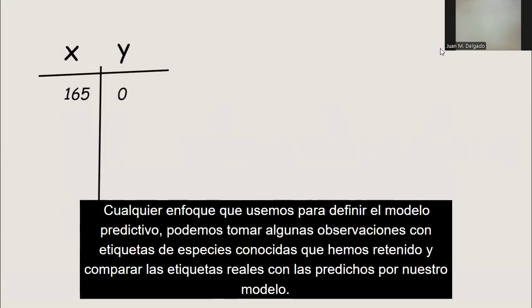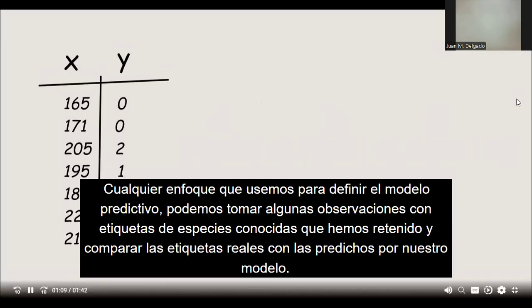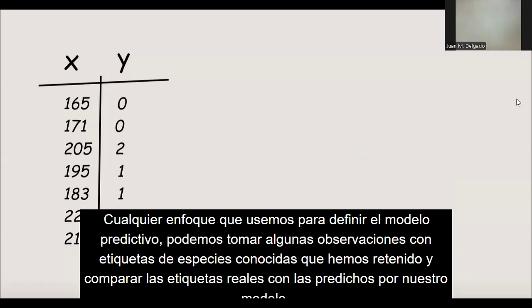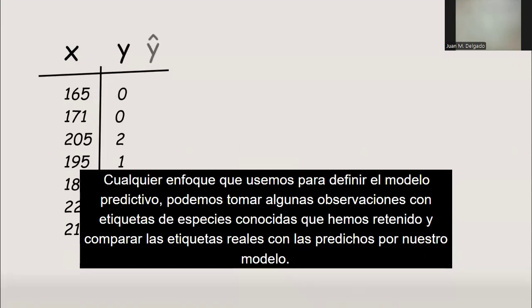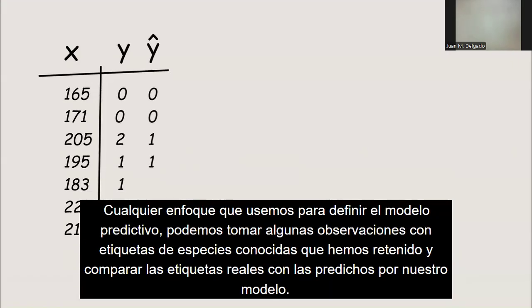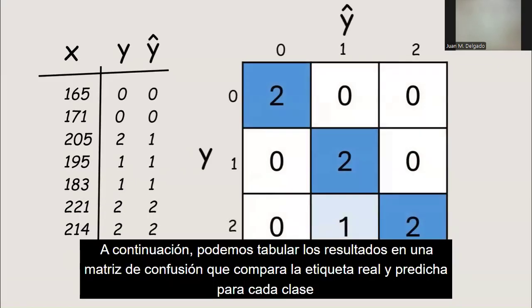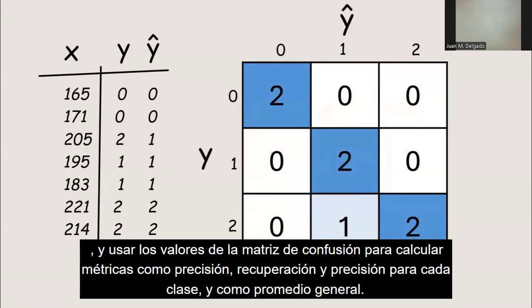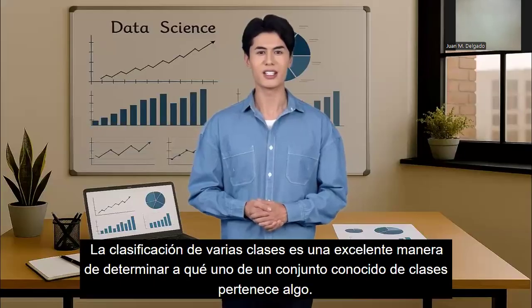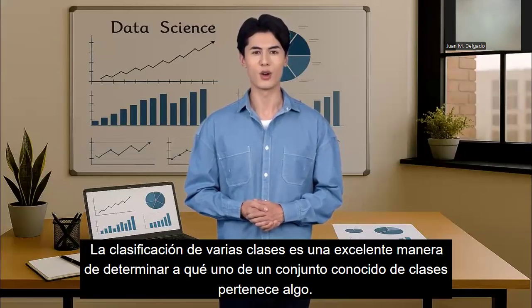Whichever approach we use to define the predictive model, we can then take some observations with known species labels that we held back and compare the actual labels to the ones predicted by our model. Then we can tabulate the results in a confusion matrix that compares the actual and predicted label for each class, and use the values in the confusion matrix to calculate metrics like accuracy, recall, and precision for each class, and as an overall average.